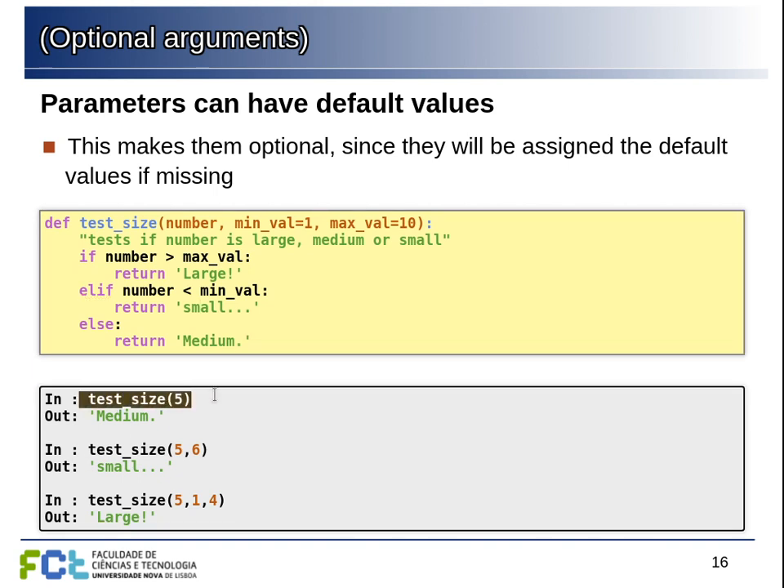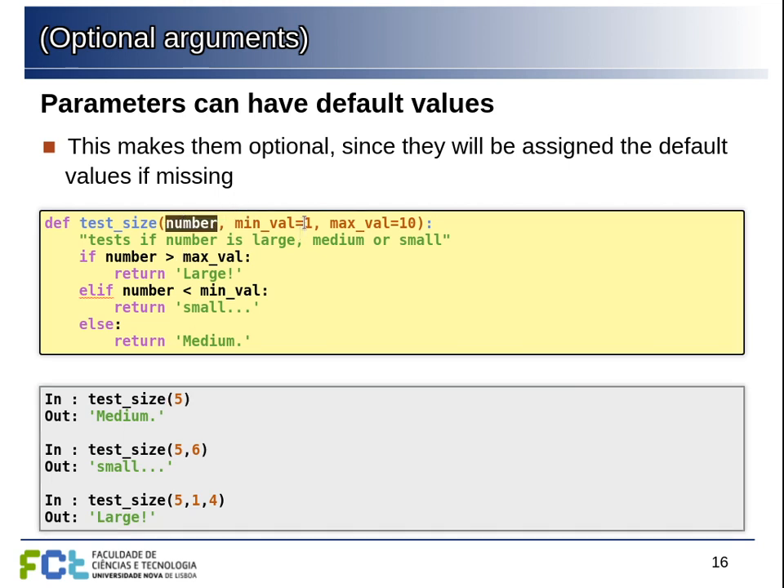If we call it like this, test size 5, then number will be 5 and the other two will be 1 and 10 respectively. If we call it like this, for example 5, 6, then this 6 will be used for the second parameter, which is min val. So in this case, the result will no longer be medium, it will be small, because now this condition will be verified. Min val will be 6, and since 5 is smaller than min val, then the function returns this value.